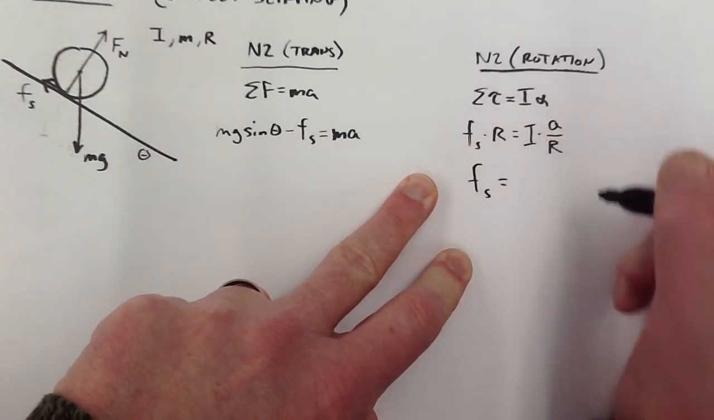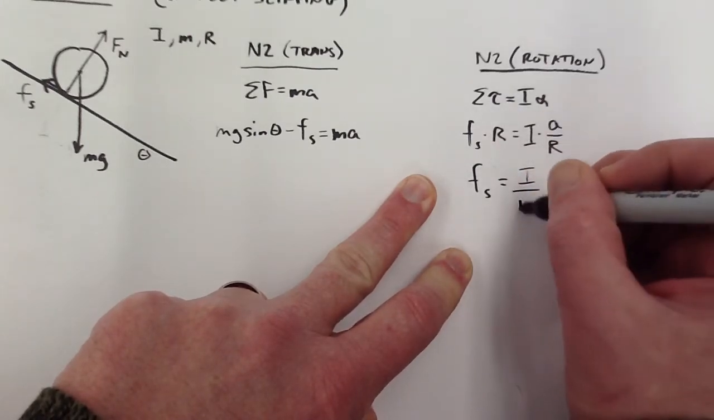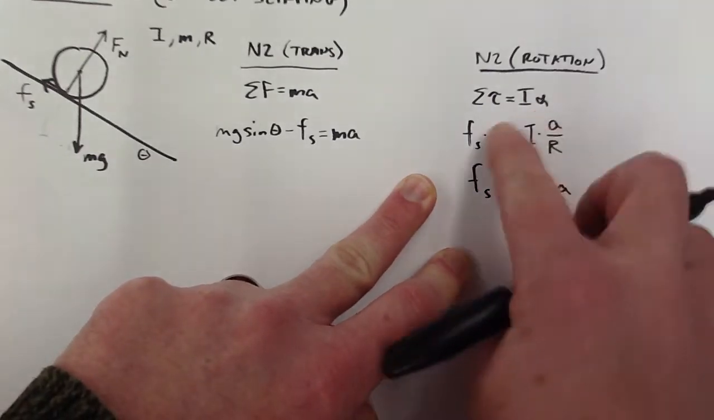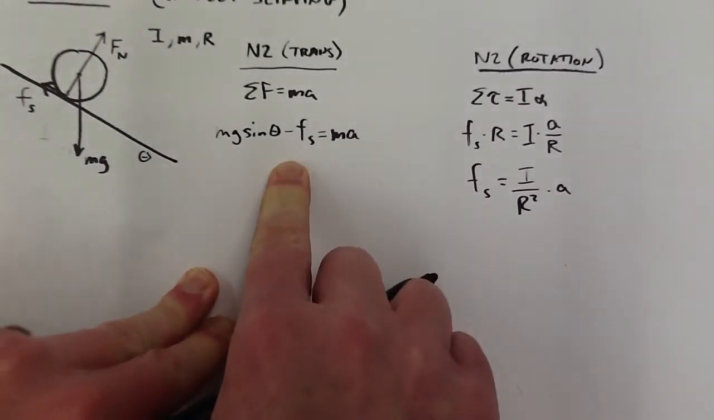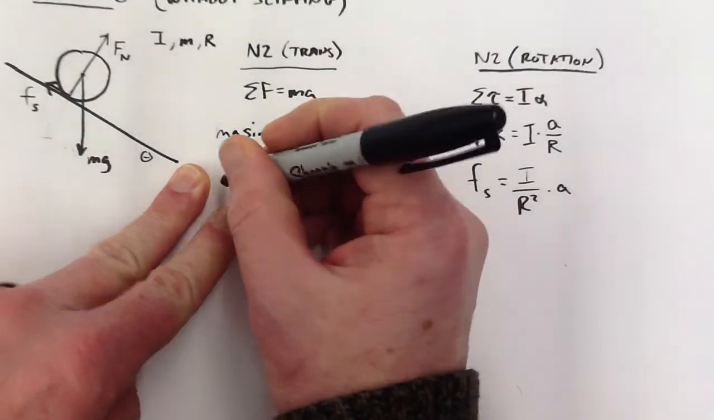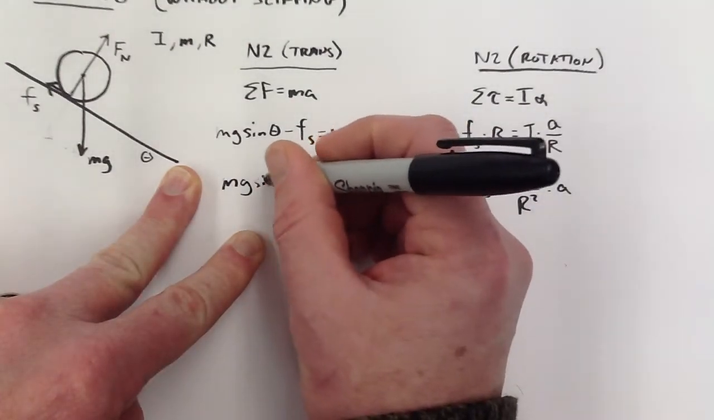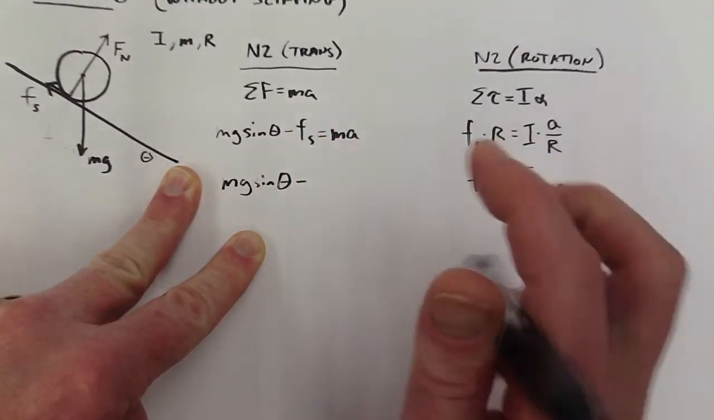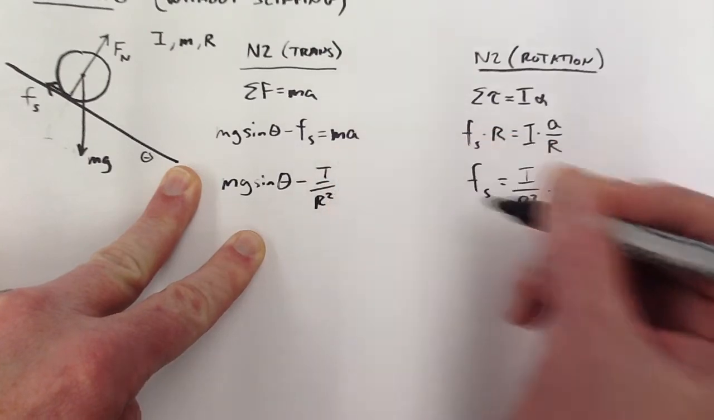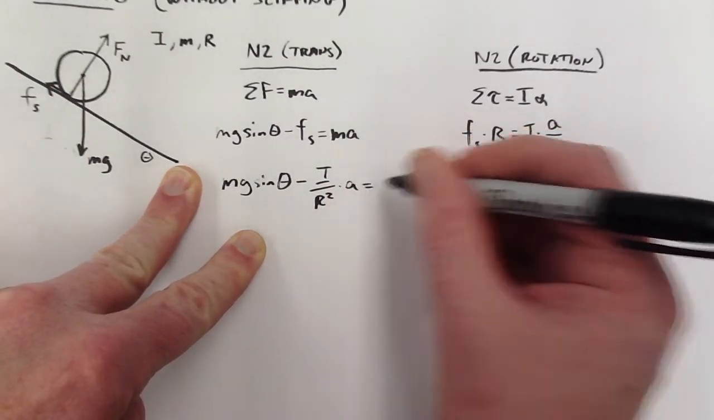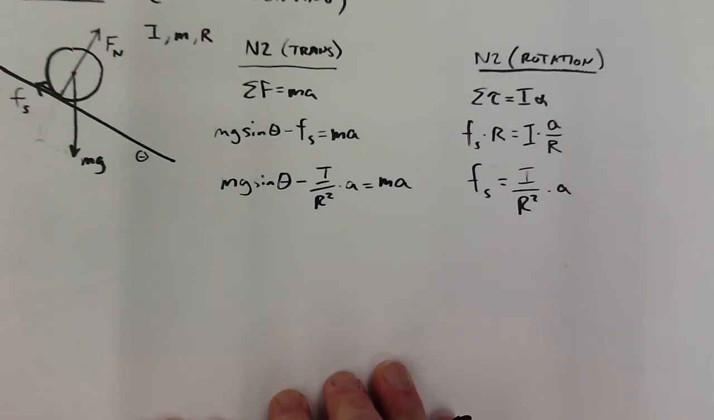So static friction is equal to I over R squared times acceleration. In different ways you could write that, but I'm going to package it like that. I'm just dividing that R over there. Okay, so let's plug that in over here. So I've got mg sine theta minus the frictional force, which is I over R squared times a, is equal to mass times acceleration.